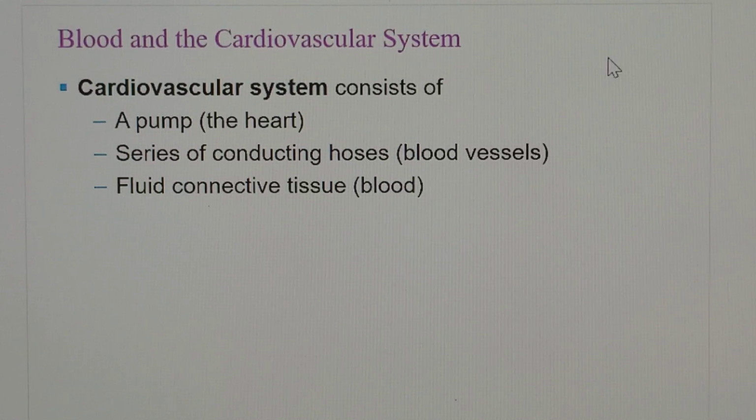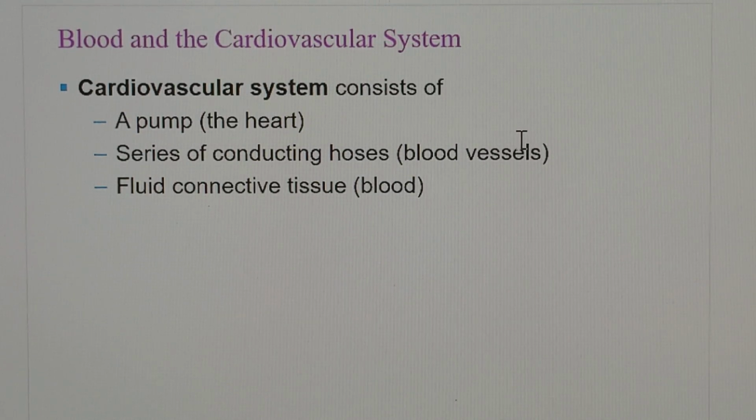The cardiovascular system consists of a pump, which is a four-chambered muscular organ, and a series of conducting hoses, the blood vessels. We like to look at the blood vessels as being arteries and veins, where the arteries are colored red as they carry oxygenated blood, and the veins are colored blue as they carry deoxygenated blood. This will work until we get to the pulmonary system, and we'll have to change it around a little bit. But for now, we'll look at it in those terms.